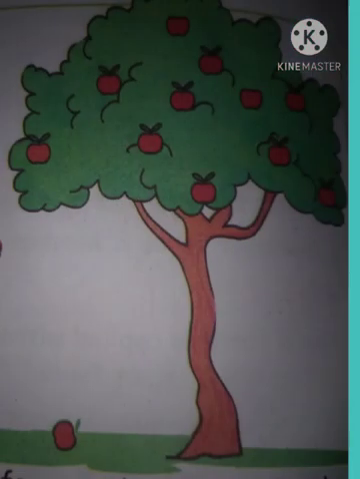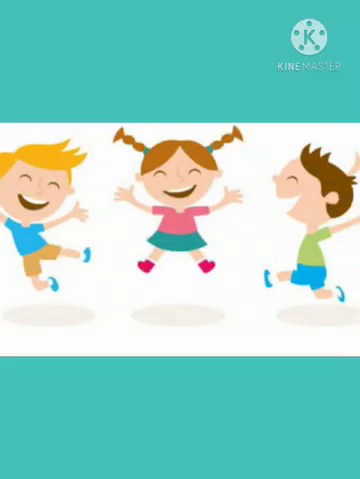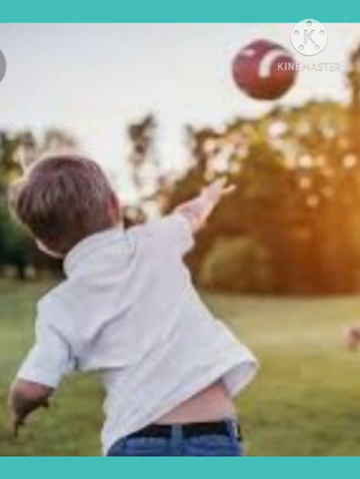Let's see the picture. This is an apple tree. Why do fruits fall down from the tree? Because the earth pulls all objects towards itself. So the fruit falls down. This is called gravitational force. My dear students, when we jump, suddenly we come back towards the earth. Next, when we throw a ball up in the air, suddenly the ball comes back towards the earth. It is called gravitational force.